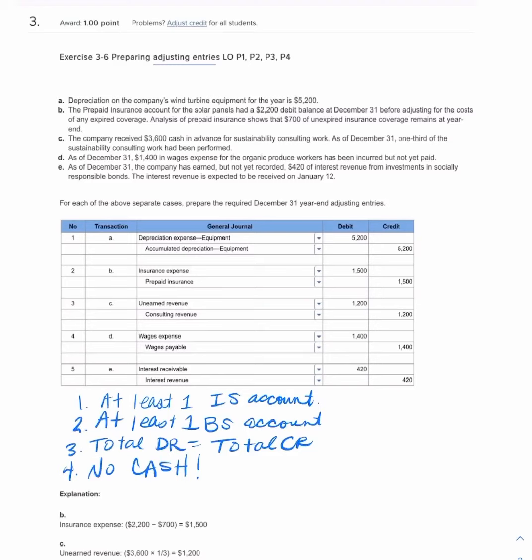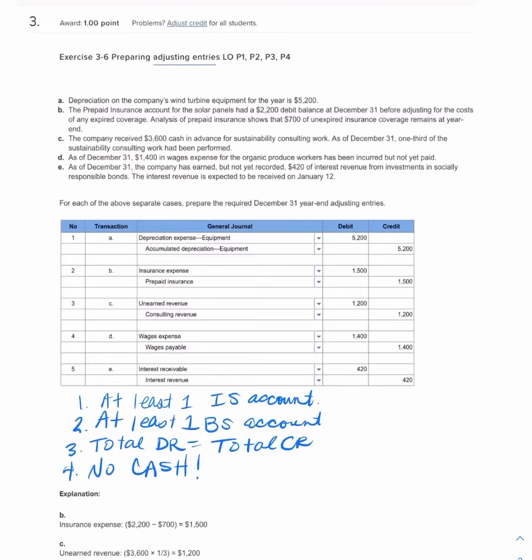I see it all the time. People get in a hurry. They get rushed. They feel like they're running out of time on an exam or a quiz, and they throw in the cash account. Often the cash account is a great guess, but when you're making those adjusting and those closing entries, stay away from it. Stay away from it. Okay?